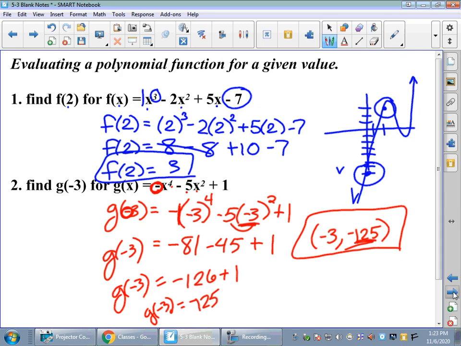So your answer would just be this. I'm just kind of making the connection with the graph. All right, there you have it.